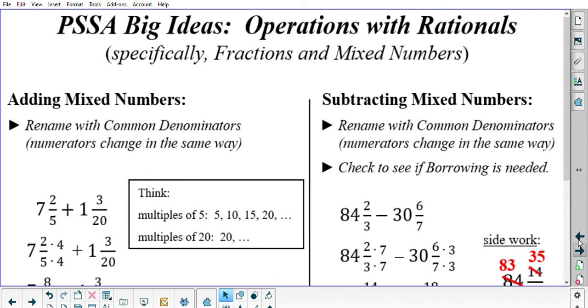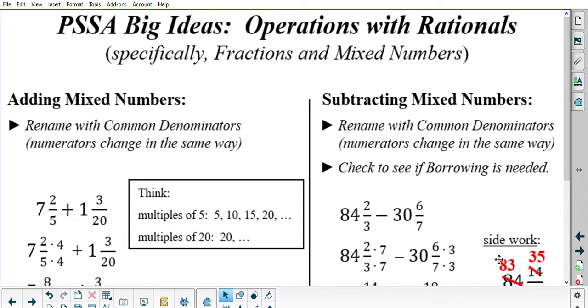All right. Let's now go back to the PSSA Big Ideas paper. On the second page or back side, depending if you printed this on the front and back, of the PSSA Big Ideas, from where there was operations on integers on the first page, the second page is on operations with rationals, specifically fractions and mixed numbers. The word rationals could also include decimals. It actually could also include positive and negative integers or even whole numbers, but we're going to look specifically here at the rules of fractions and mixed numbers.